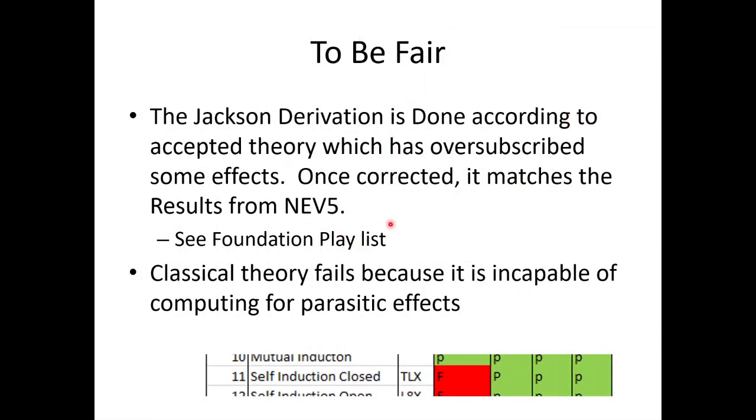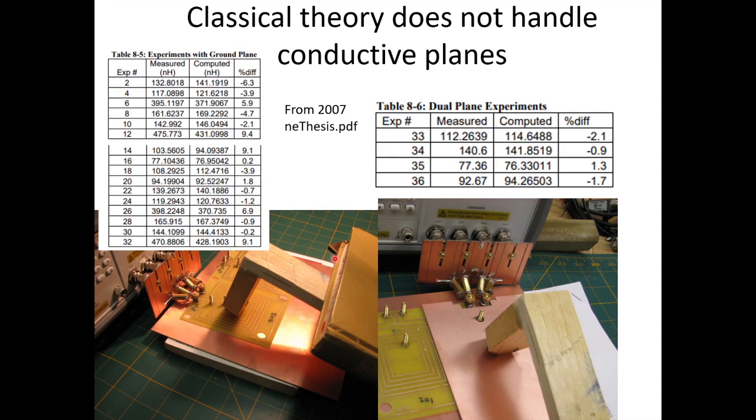But anyway, even though we've corrected it, in spite of the fact that I've corrected John David Jackson's derivation, there's other problems with self-induction. For example, the classical theory can't explain how a ground plane or 2 ground planes affect the inductance, whereas I've gotten excellent results with New Electromagnetism V5.